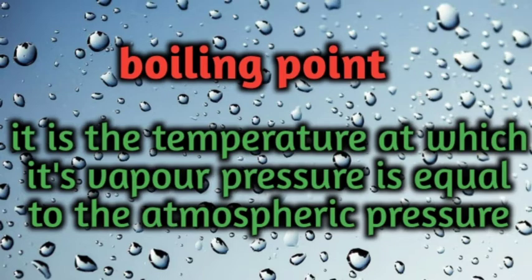The second one is elevation in boiling point. Before getting into the topic we have to know a few basic definitions, that is, what is a boiling point. It is the temperature at which the vapor pressure is equal to the atmospheric pressure. Now we will try to understand why this is called elevation in boiling point. Elevation means increasing, right? So let's try to understand.